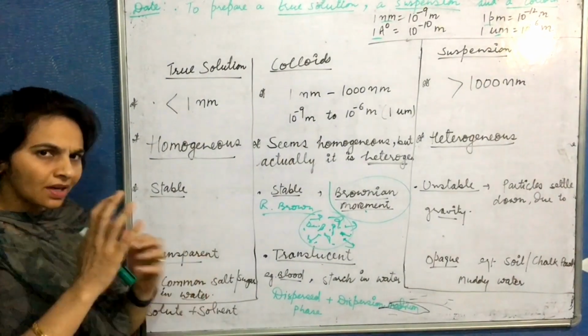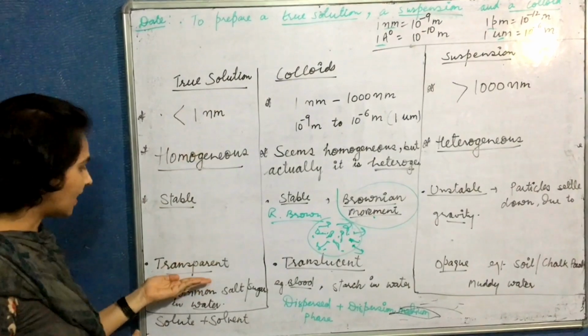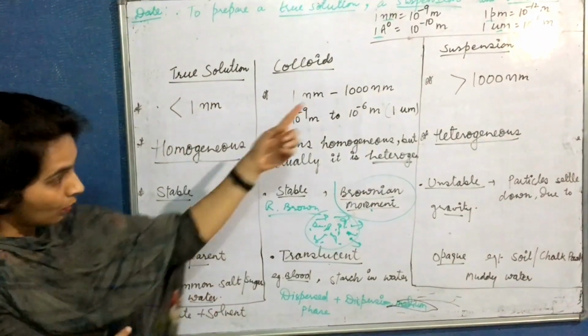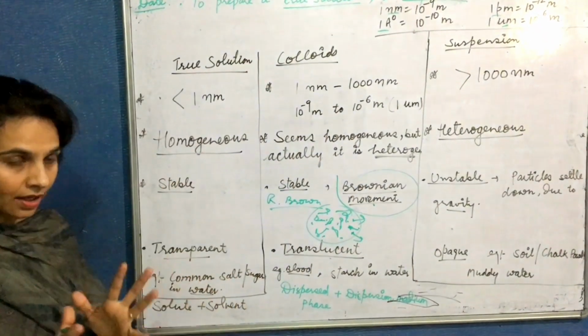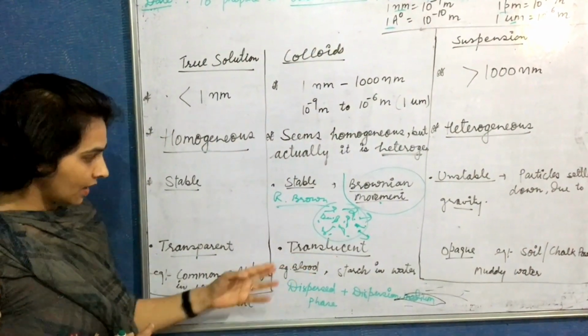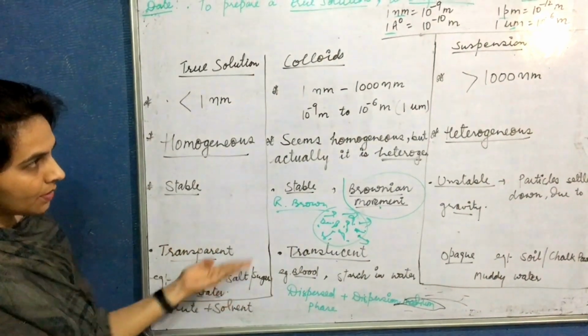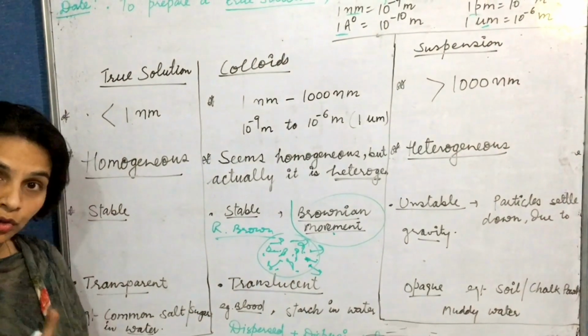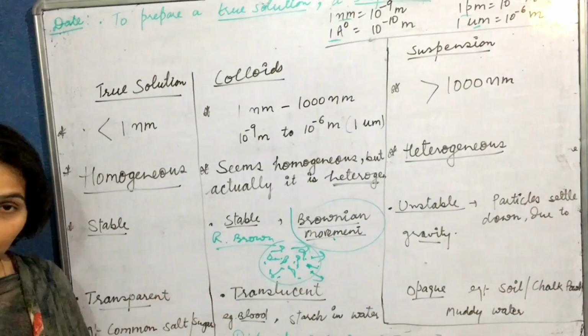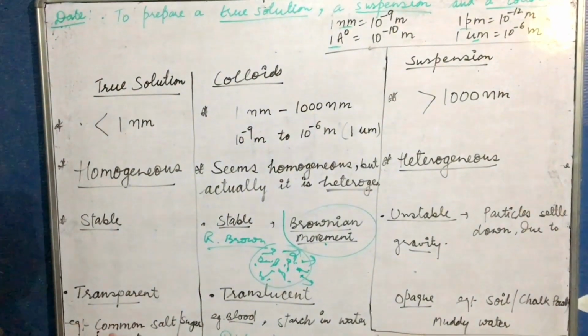If we talk about transparency or looking through it, true solutions are transparent, while suspensions are opaque. Colloids are translucent. Examples are blood, starch in water, while here these are the examples. Soil in water, chalk powder in water, muddy water, that is sand in water, are the examples of suspension.